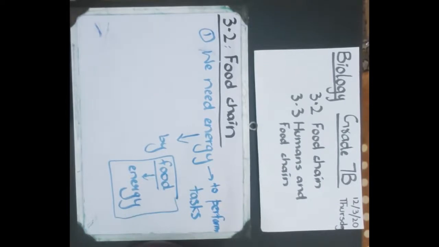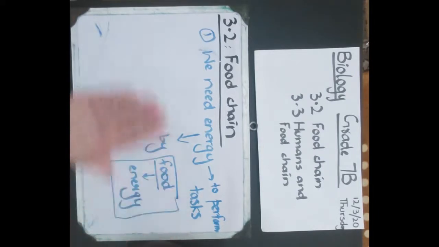So you can say that all the living things in this world, for example, plants, animals, human beings, all the living things need energy to perform their activities. And we get energy by food. So if we summarize this, number 1, we need energy to perform activities. And we get energy by food, by eating.